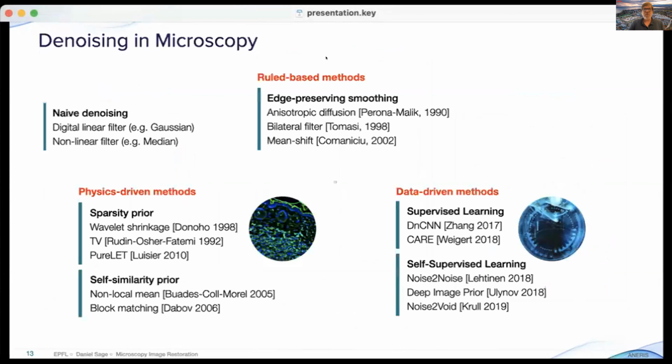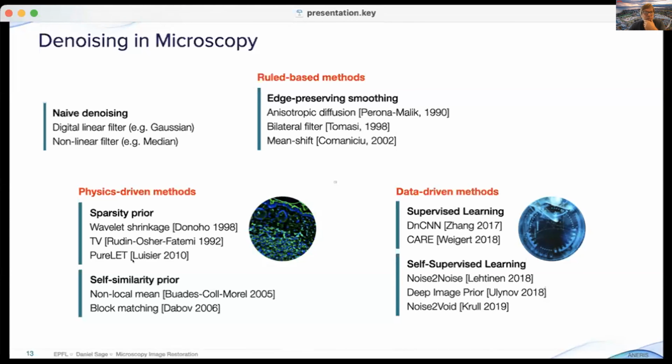So people have developed rule-based methods. In that case, the idea is to smooth, to blur the image, but preserving the edges. There is a very famous one, which is anisotropic diffusion, which is full of parameters to tune based on the result that you expect. And now, if we are speaking about physics-driven methods, in that case we try to denoise, but we inject a prior on the solution. There are generally two priors that we can use: the sparsity prior or the self-similarity prior.